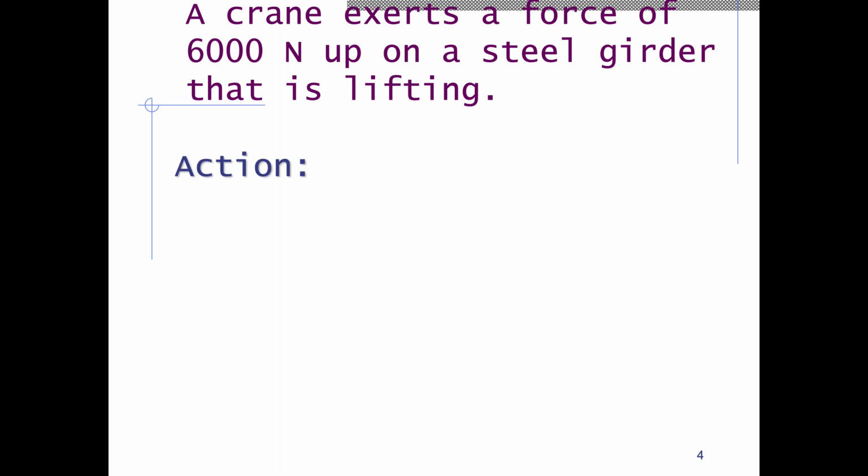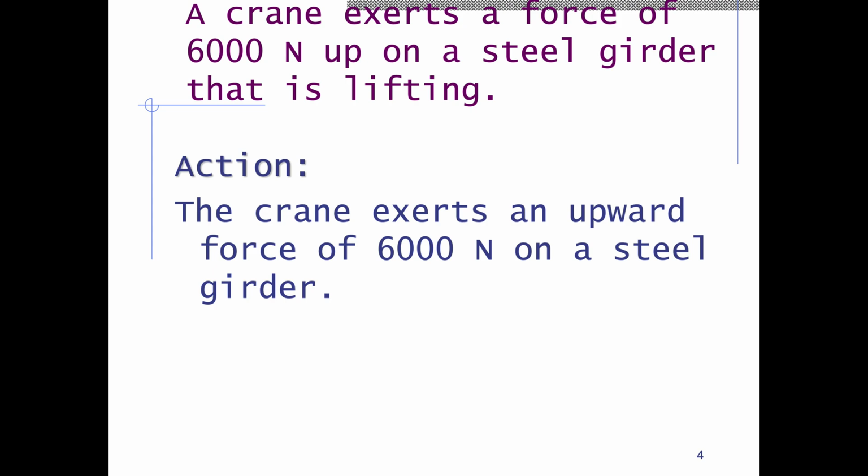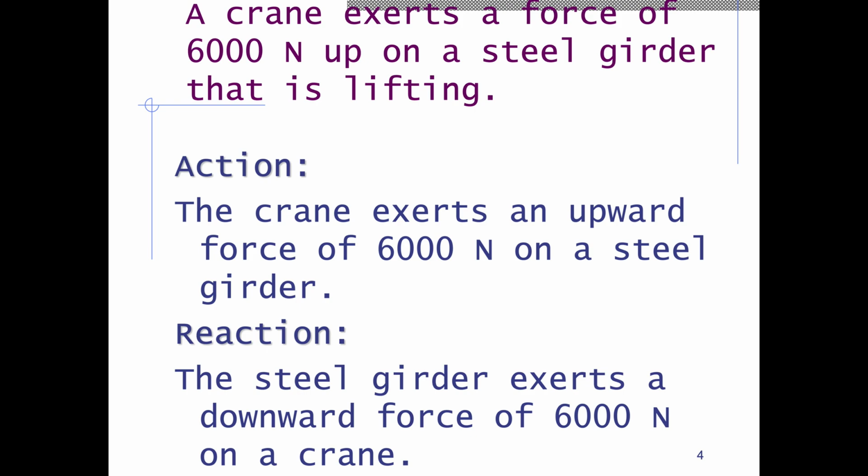Okay, so my action statement, I'm going to really just repeat that. I'm going to say the crane exerts an upward force of 6,000 newtons on the steel. And then my reaction statement is the steel is going to exert a downward force of 6,000 newtons on the crane. So when we say equal and opposite or action reaction, I could say equal and opposite, I guess. Maybe that's a better way of referring to what Newton's third law is rather than action reaction. But I think you're going to get comfortable enough where you know that action reaction has to be equal and opposite. And if you can always keep that in mind, you'll be in good shape.